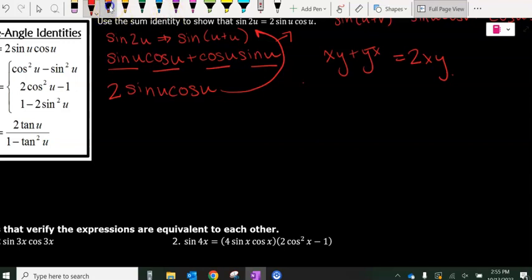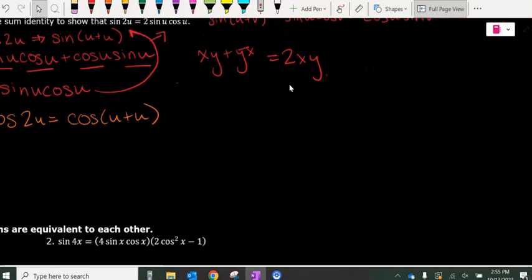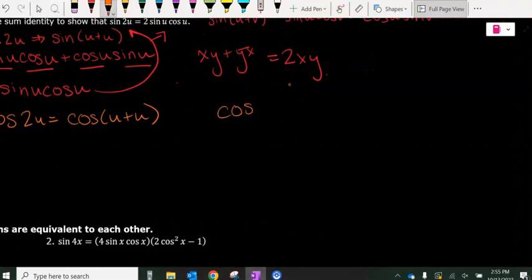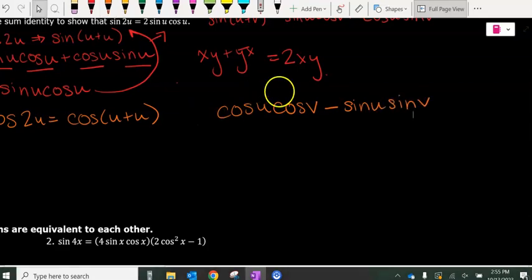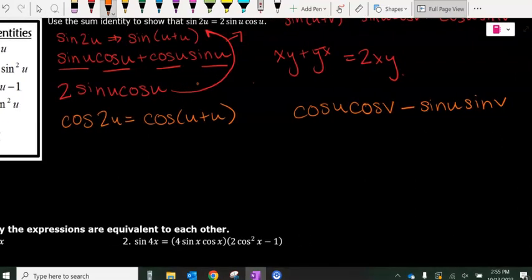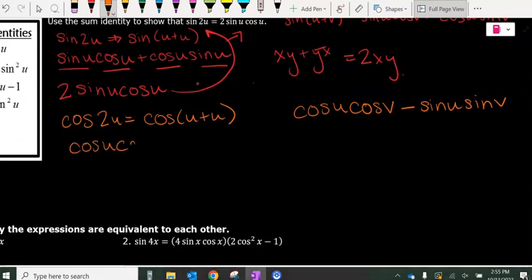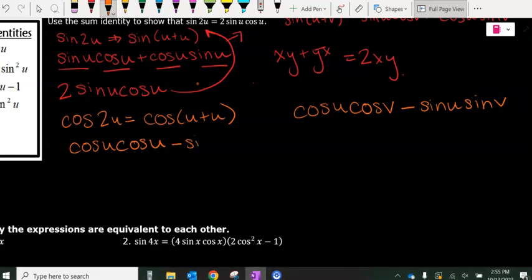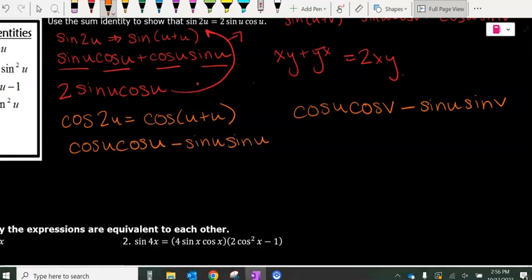I can go through and do the exact same process for cosine. So if I do cosine 2u, we can rewrite that as cosine u plus u. And using my sum and difference identity for cosine, if you recall back, cosine goes cosine u cosine v minus sine u sine v, right? So instead, if I set this up, instead of having v, they're both u's. So it's cosine u cosine u minus sine u sine u.